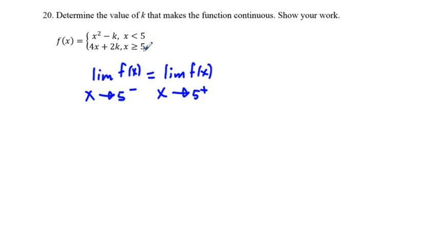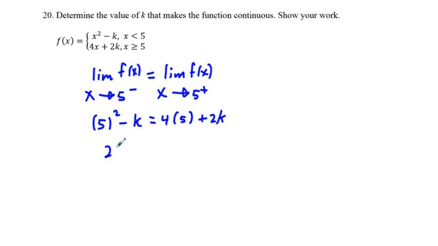And then the value from the right side is defined, happens to be greater than or equal to. So if we just set these two limits equal to each other and solve for k, we should have it. So if we plug in 5, on the left side we get 5 squared minus k, equals, on the right side, 4 times 5 plus 2k.